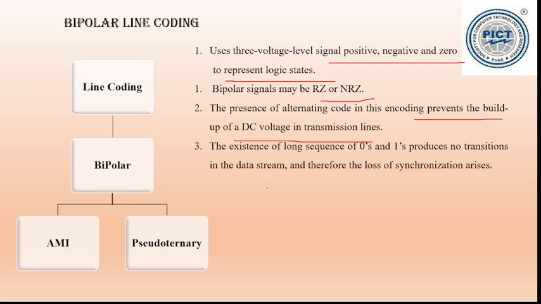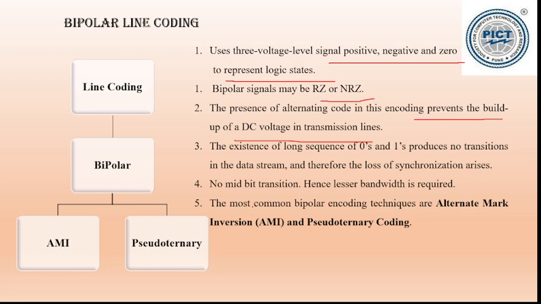The existence of a long sequence of zeros and ones produces no transition in the data stream, and therefore the loss of synchronization arises in bipolar line coding techniques. No bit transition is used, hence lesser bandwidth is required for bipolar line coding techniques. So whenever there is a need for less bandwidth, bipolar line coding techniques are used.